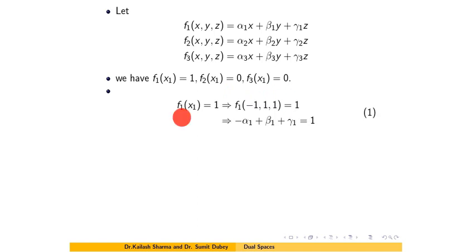Now f1(x1) equal to 1 implies f1(-1, 1, 1) equal to 1. Substituting the values of x, y and z here, x equal to -1, y equal to 1 and z equal to 1, we get minus alpha 1 plus beta 1 plus gamma 1 equal to 1. Let it be equation number 1.